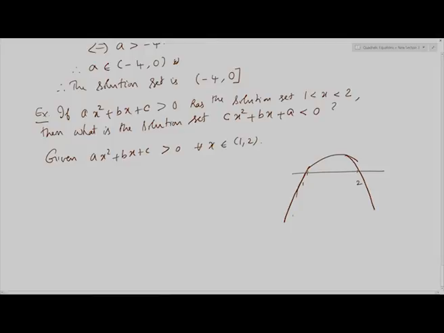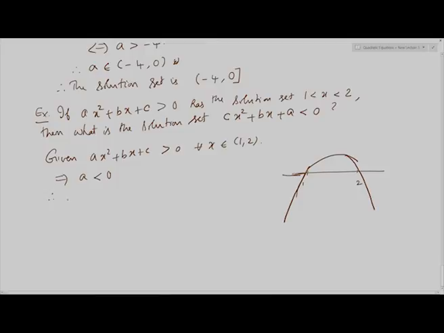And obviously this is a concave graph, and this implies a has to be negative. If a is positive, the graph will be the other way, just opposite. Since ax square plus bx plus c is positive on the interval 1 2, and on the rest of the interval it is negative, this forces a to be less than 0.